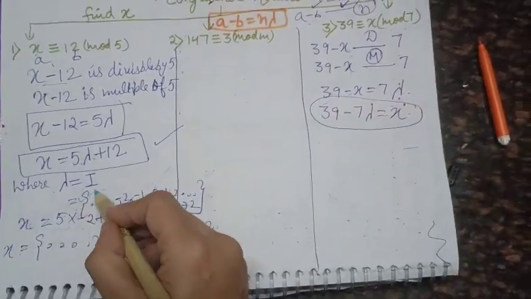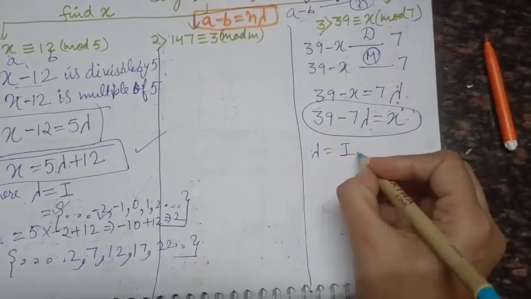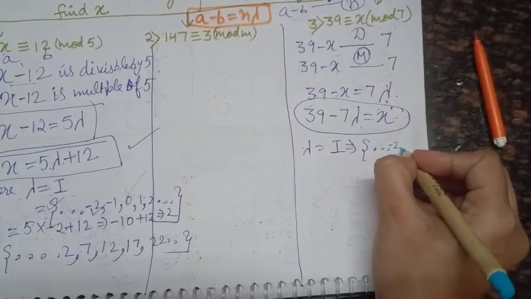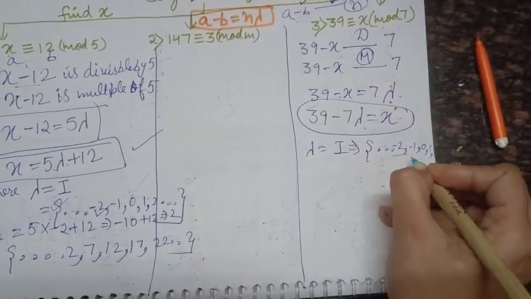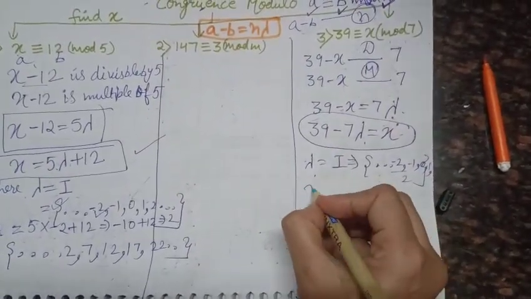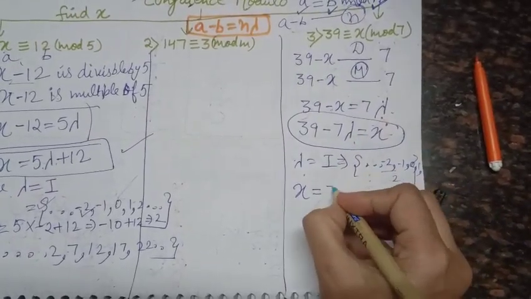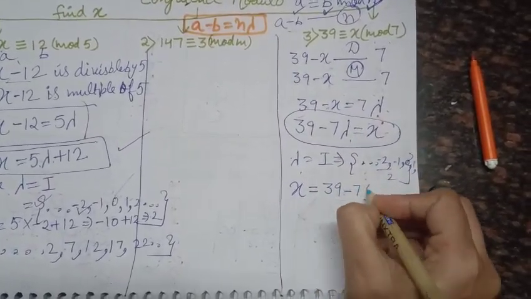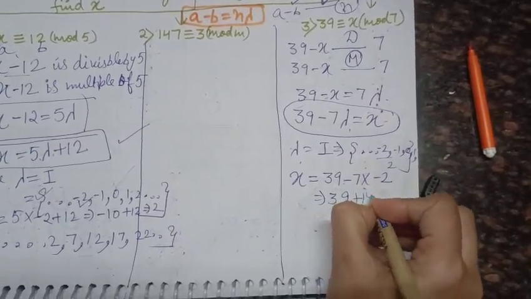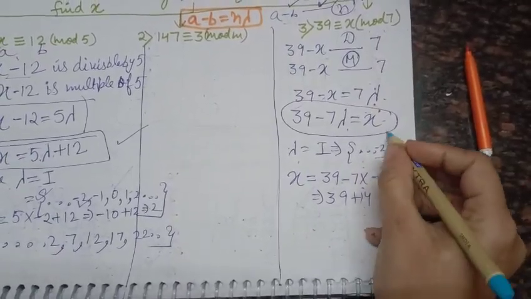Then the same process where lambda is equals to integers. So lambda is equals to integers, that means dot dot dot -2 -1 0 1 2, and then after putting the value here, the value of x becomes, अगर बेटा instead of lambda -2 put करेंगे, so it becomes 39 minus 7 into -2, so it is 39 plus 14. So x की value 53 again, so on you can put.